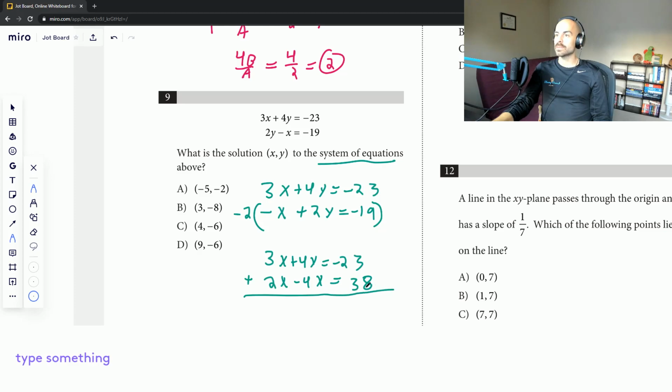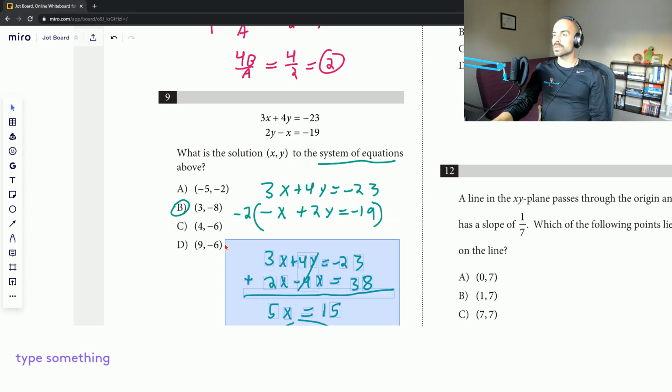And now I can combine all my terms here linearly. So we got 5x, this cancels out, which is what we wanted. -23 plus 38, so that's 15. So what we see is that this is actually positive 15, and then 5x equals 15, x equals 3. That's awesome because that's one of our answer choices here. We don't need to go any further and solve for y.